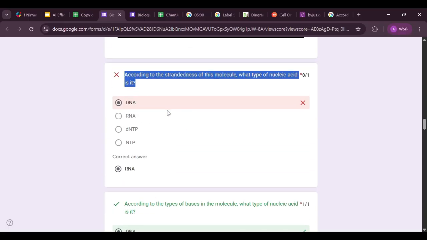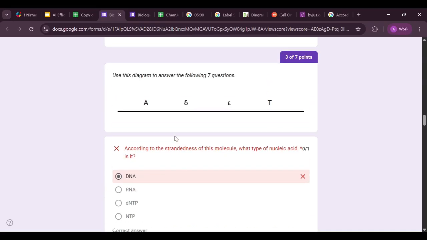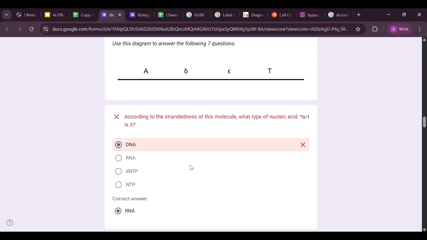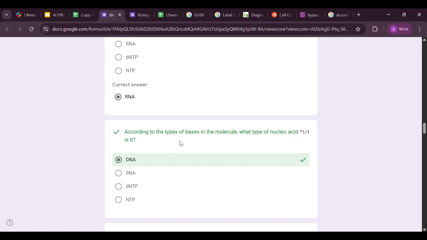According to the strandedness of this molecule, what type of nucleic acid is it? It is showing as single stranded, so it might be due to this reason it is RNA. But I'm not able to get the answer from Google, so leave it here.